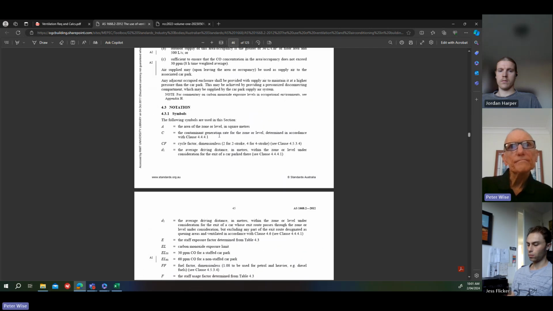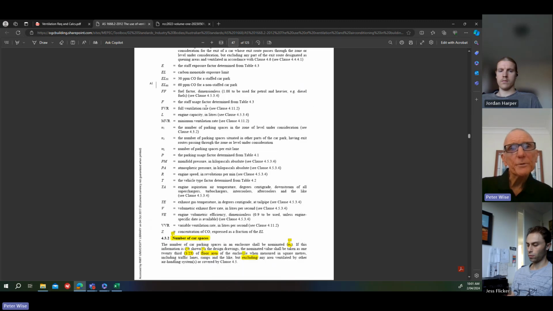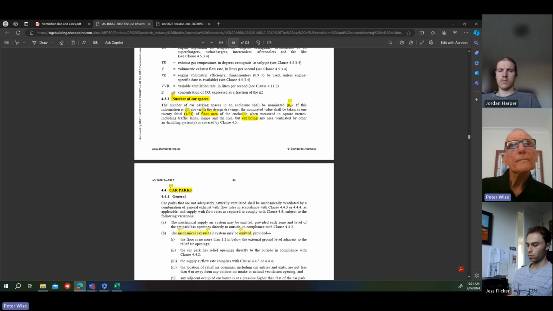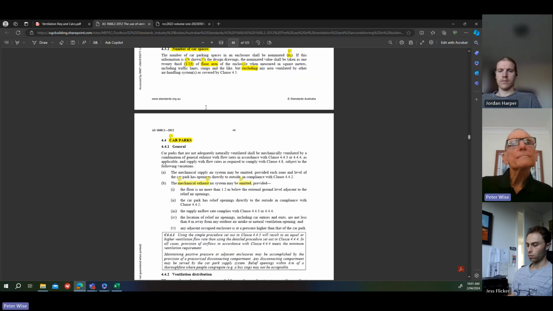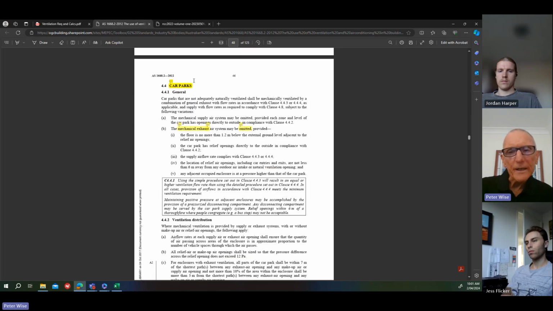4.3 Notation. There's a whole lot of symbols here and definitions of what they are, some of which we'll be looking at shortly. Number of car spaces: if you don't know the number of car spaces, then you can use this factor here to determine how many there are. But normally an architectural drawing will show you the car spaces and you can count them, or the drawings may actually tell you how many there are on the floor, so you don't need to count them all.